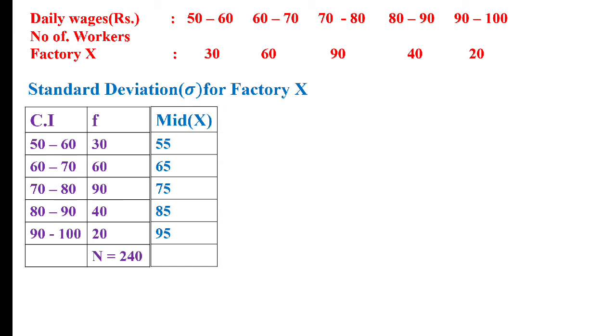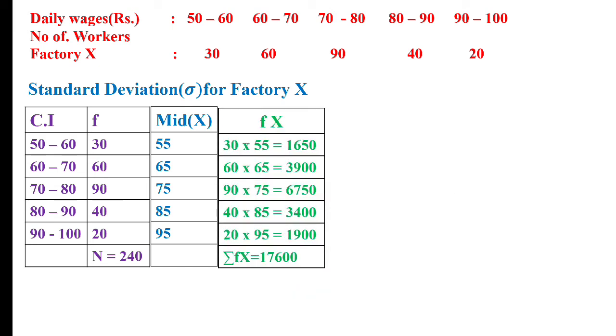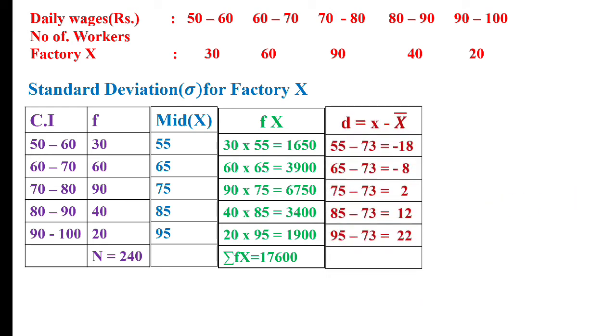Then f and x are multiplied. 30 into 55 is 1650. 60 into 65 is 3900. 90 into 75 is 6750. 40 into 85 is 3400. 20 into 95 is 1100. Sum of fx is 17,600. Then use the mean formula, which we will put on the next slide. So the value is 17,600 divided by 240, which is approximately 73.